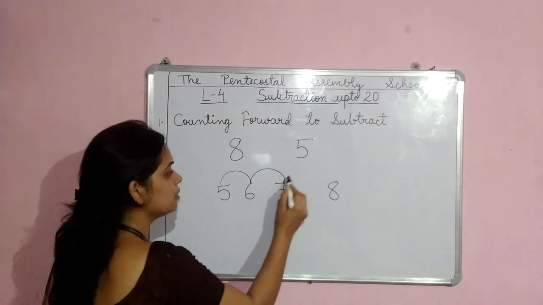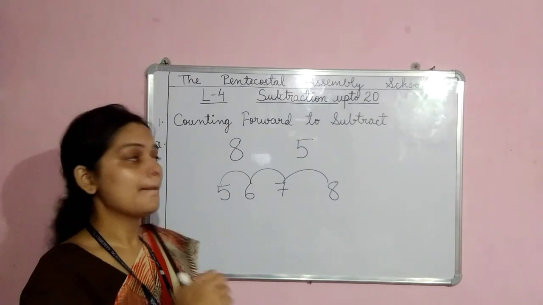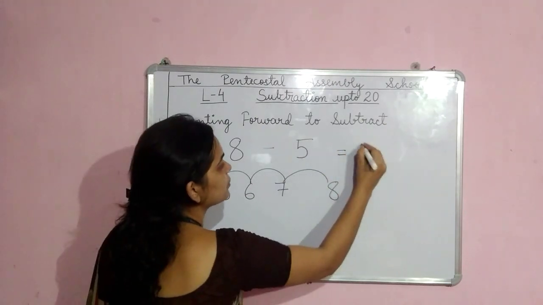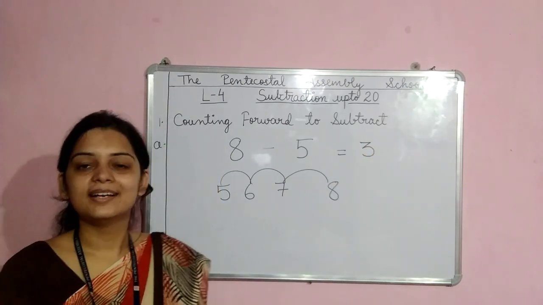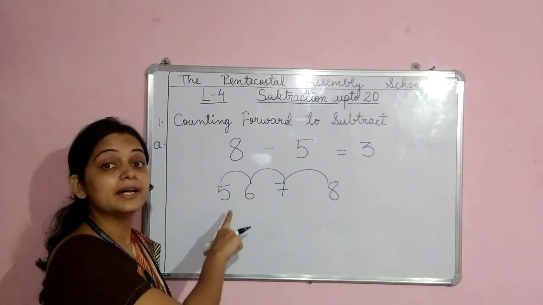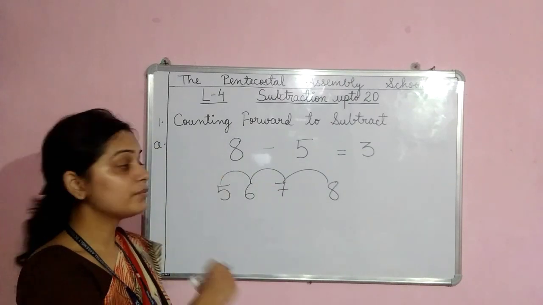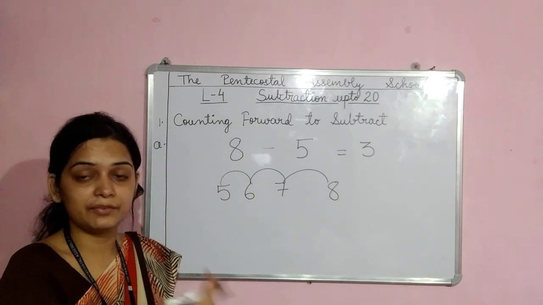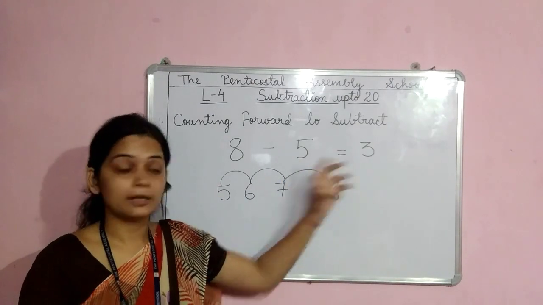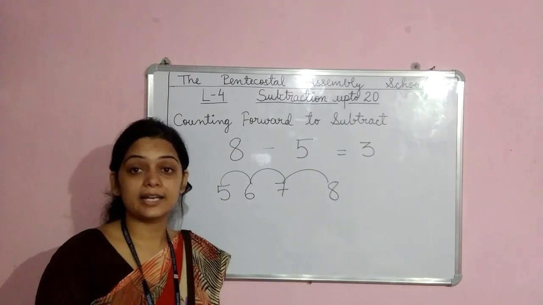Now we'll see how many steps we are going from 5. 1, 2, 3. 3 steps I have gone. Means what will be the answer? 8 minus 5 equal to 3. Understood? In counting forward, we have to start from the smaller number. And we have to go forward and see how many steps we have gone. And the steps is the correct answer. Means in this, I have gone 3 steps, so 3 is the correct answer.